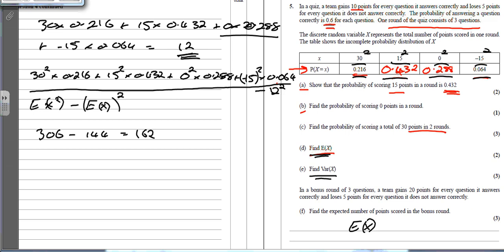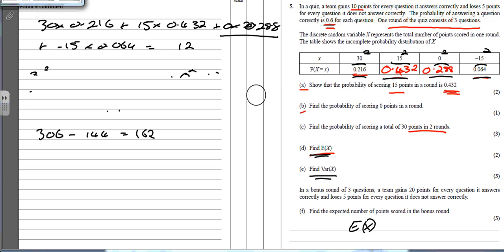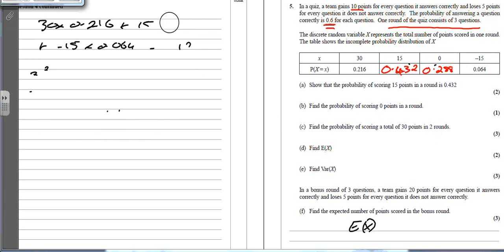So what we're going to do is go back and have a look at what we've done so far, because all these probabilities in our table are for getting 30 points, 15 points, 0 points, and minus 15, but they've changed the scoring system. So all we're going to do is look at the probability of getting 3 questions right, 2 questions right, 1 question right, and 0 questions right. So 0 questions right would still be minus 15 points, because you're going to lose 5 points for each question.